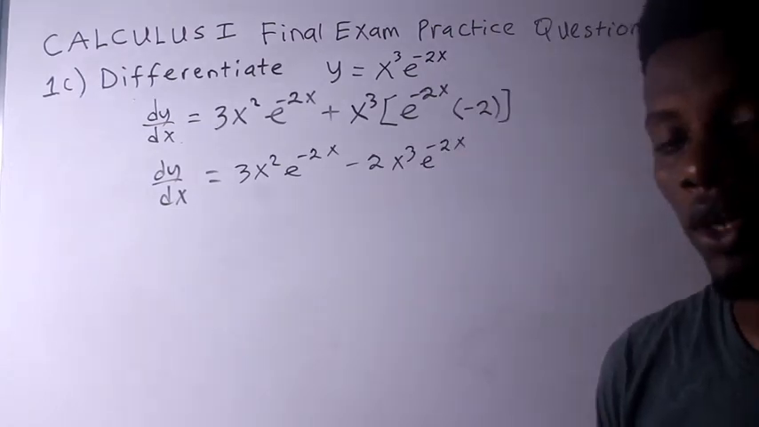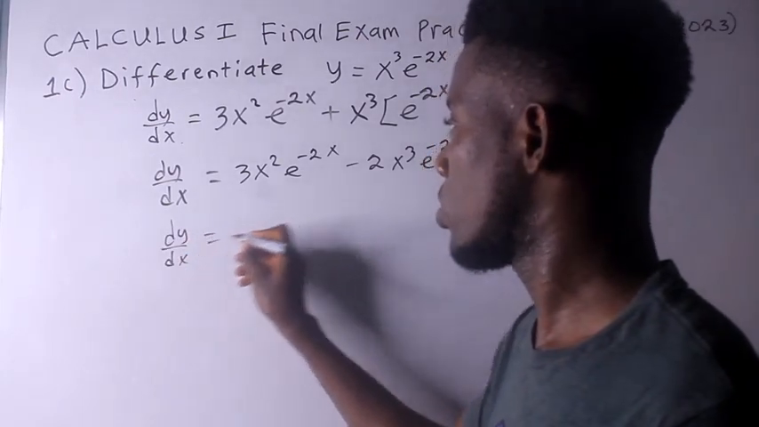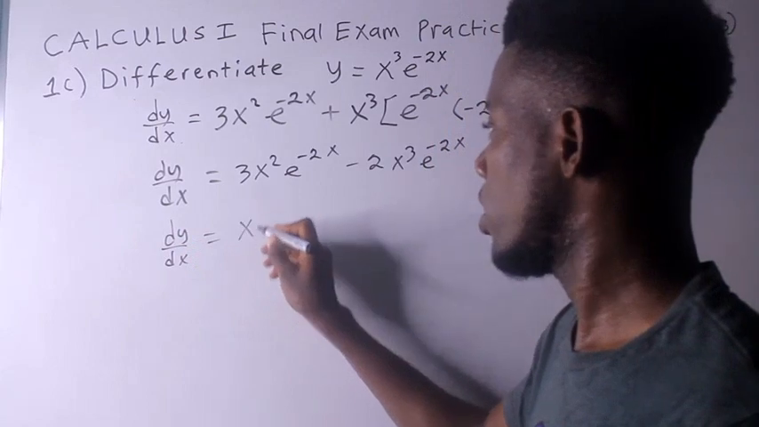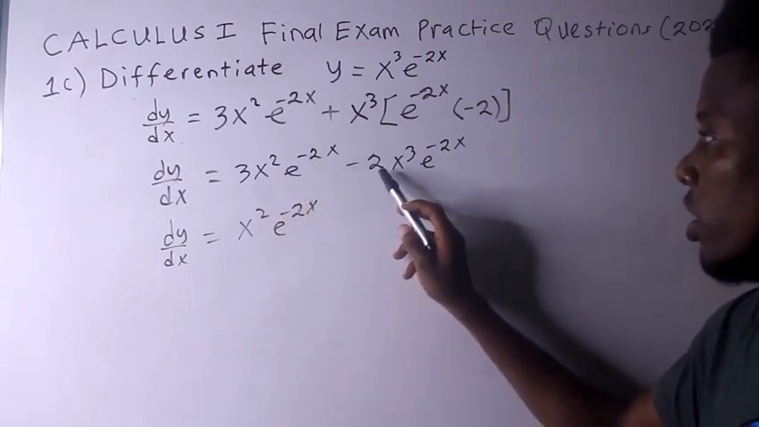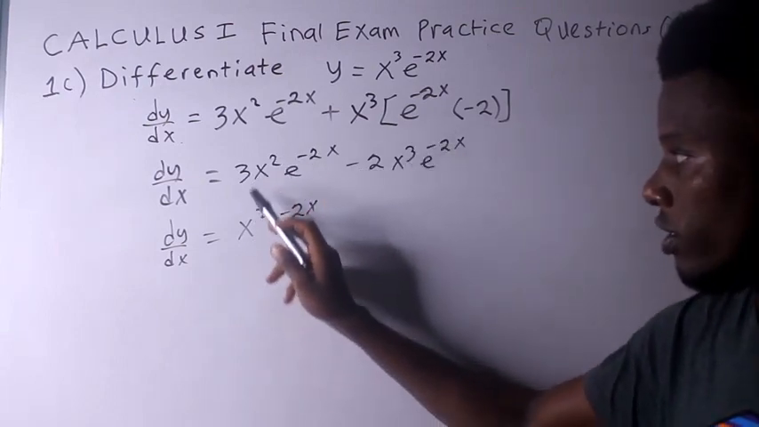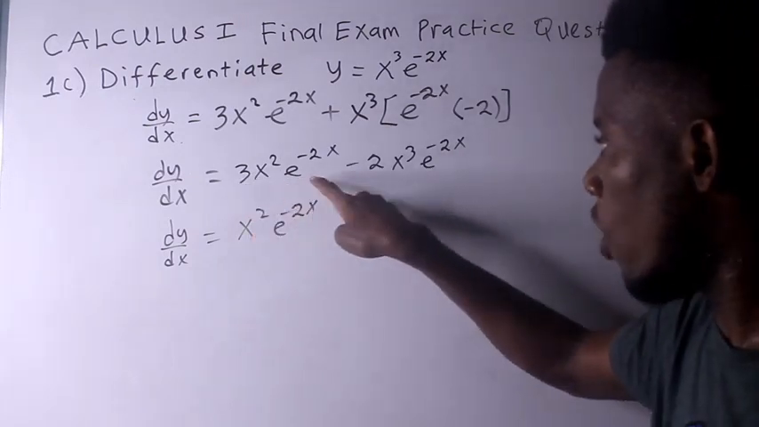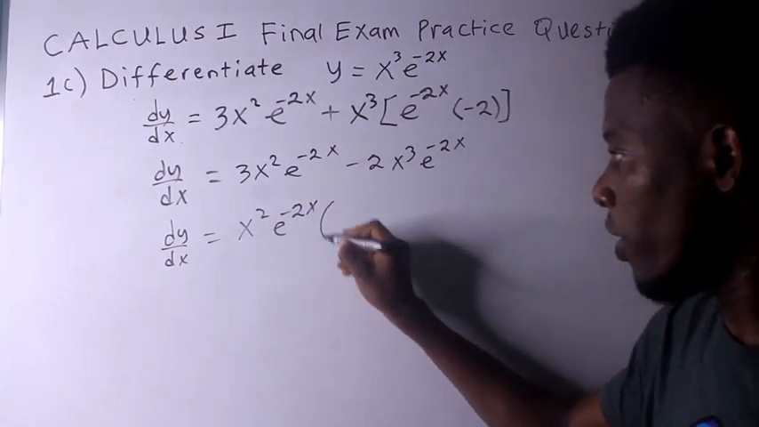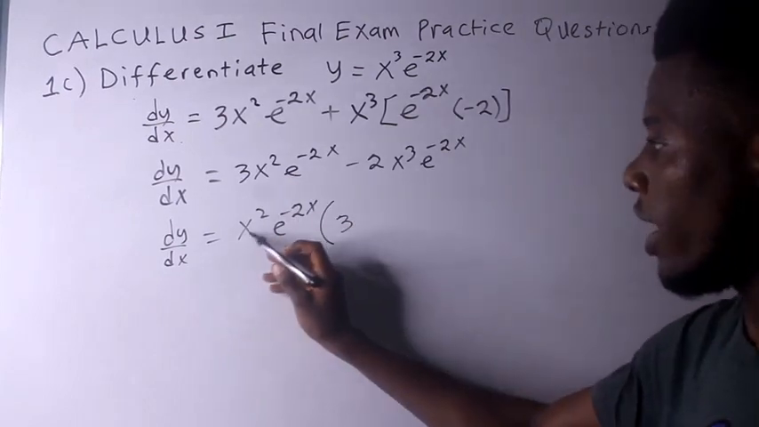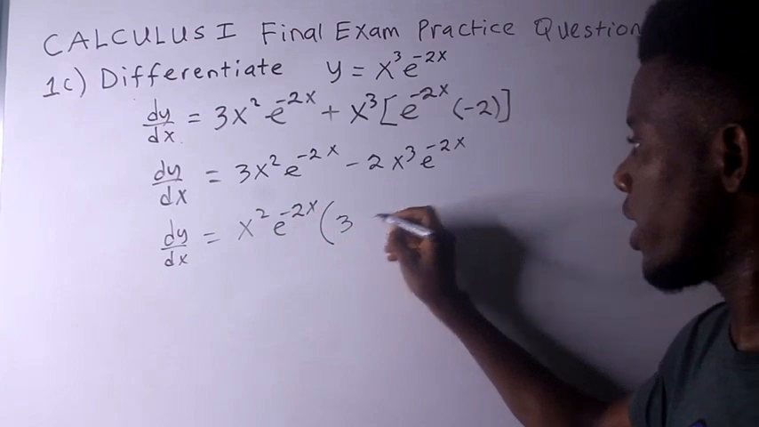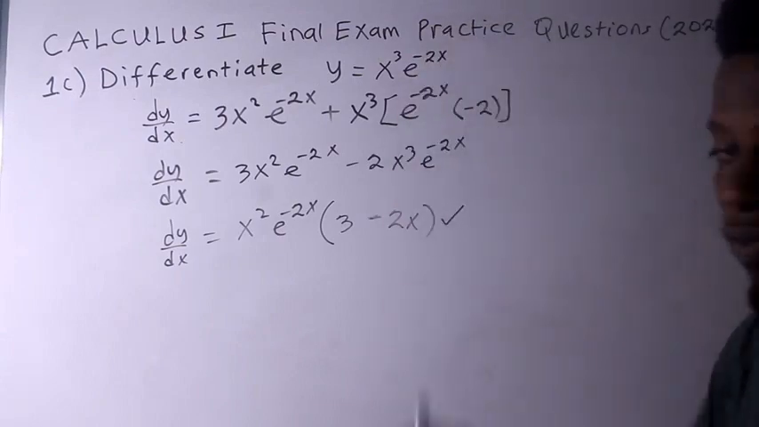We can factor out the greatest common factor for these two terms. So dy by dx is equal to x squared e to the power of minus 2x. The greatest common factor of 3x squared and negative 2x cubed is just x squared, because the greatest common factor of 3 and 2 is 1. Both terms have e to the power of negative 2x, so factor out that. And we say parentheses open. This will be 3. Because this times this is this. Minus, x squared e to the negative 2x goes here, it goes here, negative 2x times. And this is the derivative of this function with respect to x.